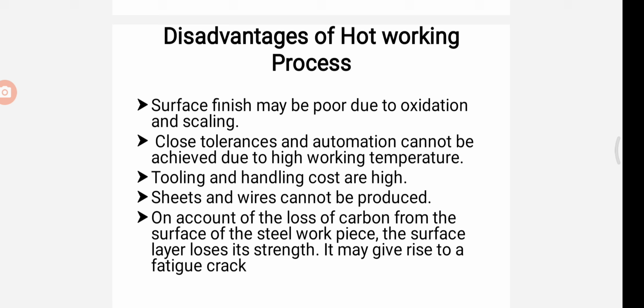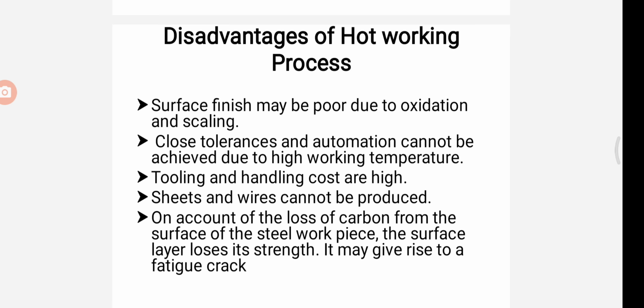There are some disadvantages of the hot working process. What are the disadvantages that we can identify? The surface finish may be very poor, due to oxidation or scaling. Close tolerances and automation cannot be achieved due to high working temperatures. For example, for mating parts, we require close tolerances. For any machined parts or mating parts, we require only close tolerances. Due to the hot working process, we cannot achieve that accuracy. So this is one of the disadvantages of the hot working process.